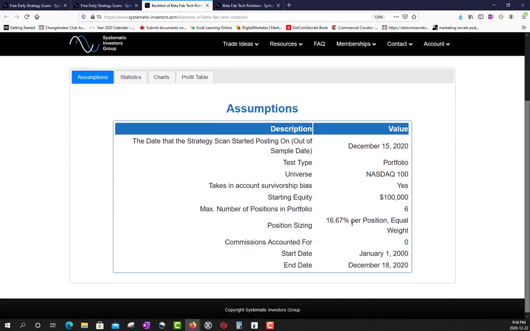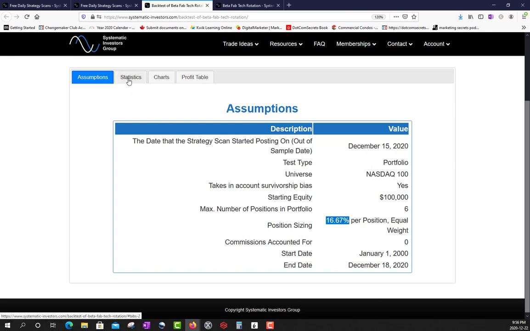We'll see here in the assumptions, our backtest goes back to January the 1st, 2000. Our end date for this backtest is December the 18th, 2020. We're assuming that we're investing $100,000 in the backtest. That'll give us 6 positions with 16.67% per position, equal weighted.